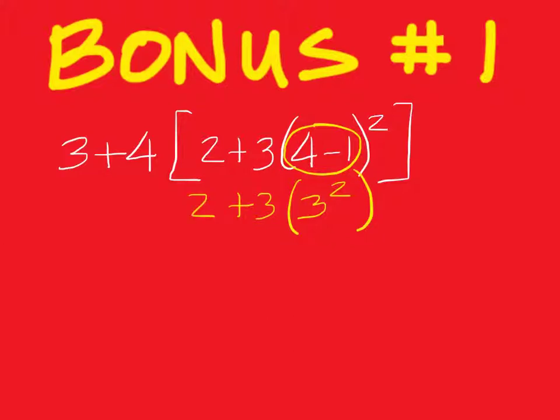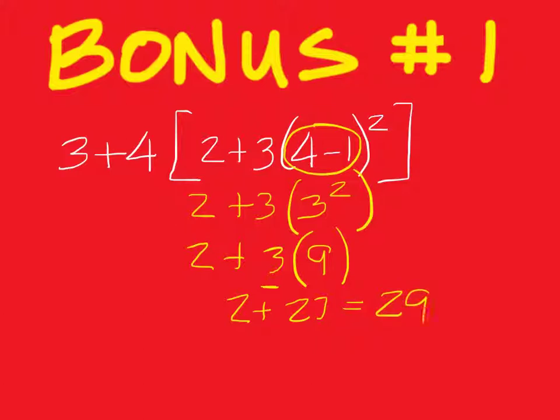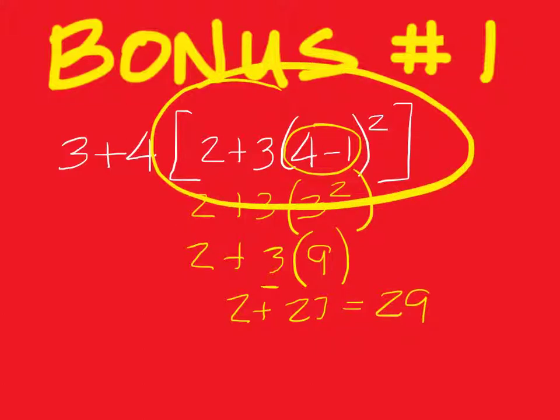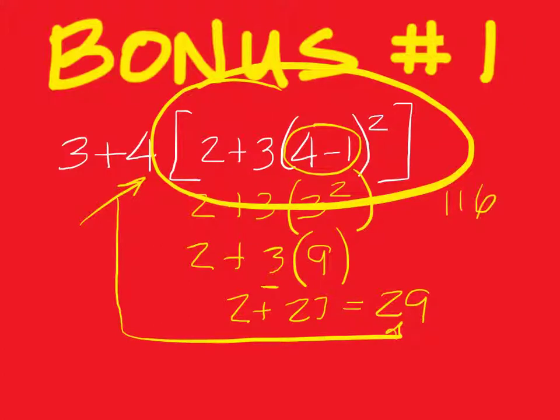So 3 squared is 9, and then when you multiply it by the 3, you get 27. So you come up with 29 just for the brackets. But notice you have that 4 there by the brackets. That means multiply. And when you multiply that 4 by the 29, you get 116, and then add the 3. 119 should be the answer.